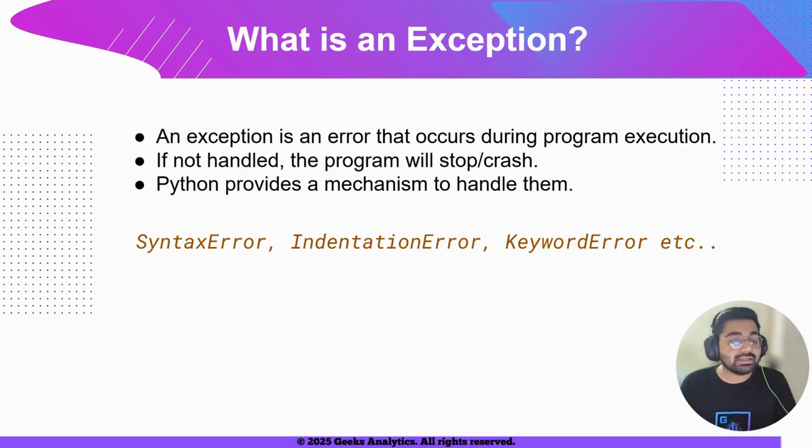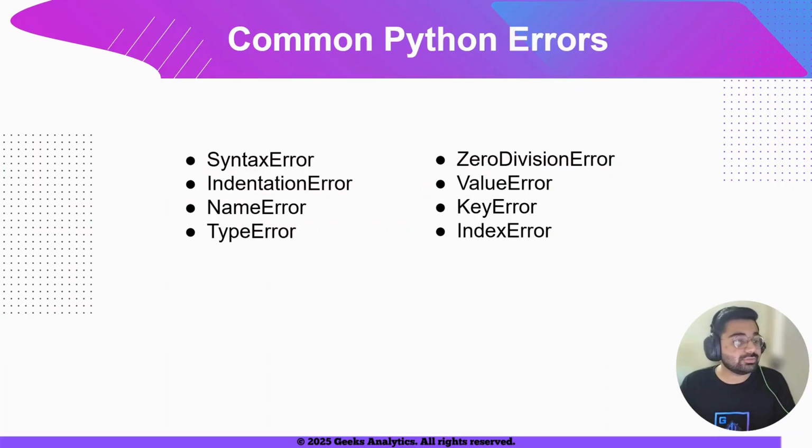If we don't handle it, then Python will automatically stop the program and display an error message. The error messages, as we see on the screen, could be syntax error, indentation error, keyword error. These are standard errors, but if we talk about exceptions, they would be more like name error, type error, zero division error, value error, then index error. These are all the common Python errors, and we will try to understand a few of them.